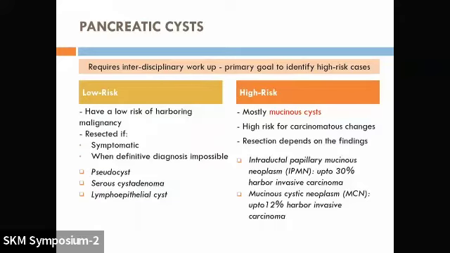High-risk cysts, which mostly include mucinous cysts, have a high risk of harboring malignancy. And as you can see, the two important mucinous cysts, intraductal papillary mucinous neoplasm, or IPMN, can have up to a 30% risk of harboring malignancy, and mucinous cystic neoplasm, or MCN, can harbor malignancy in up to 12% of the cases. Therefore, most of these cases are surgically managed.